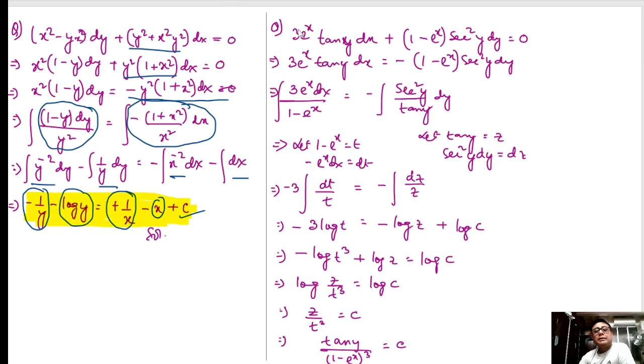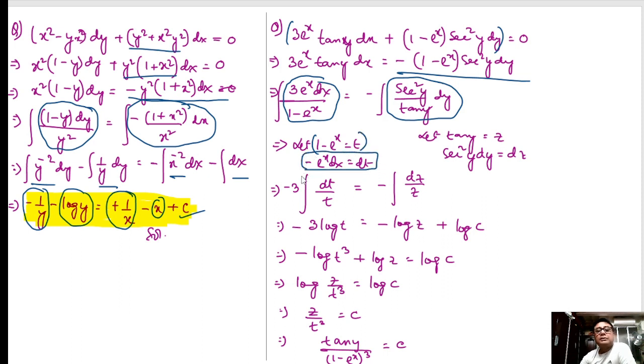Now in the next sum, we take the second part on this side, and now separating the x part and the y part. So let us take 1 minus e to the power x as t. So it is minus e to the power x dx is dt. And for this next part, let us take tan y as z. So sec square y dy equal to dz. So this comes out to be dt by t, and this comes out to be dz by z. This is log t, this is log z plus log c.